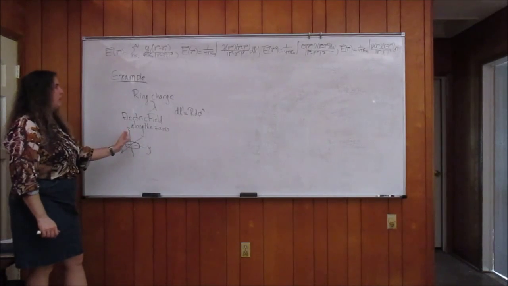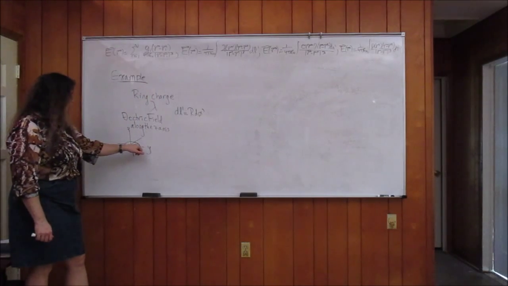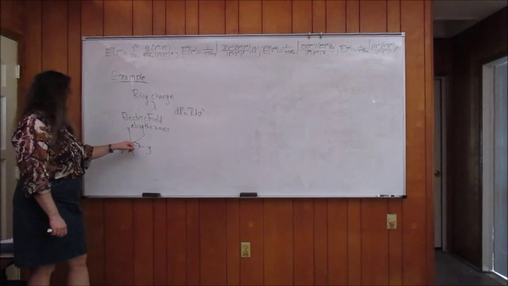Write out an expression for your observation. It's just going to be in the z direction. R prime, you want to write out an expression for any point along this ring.